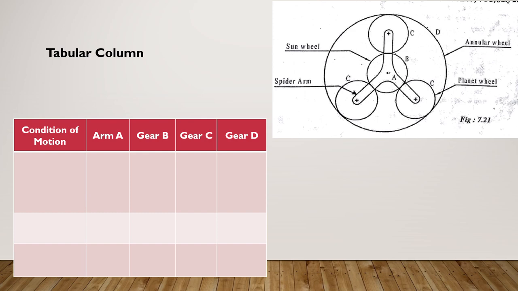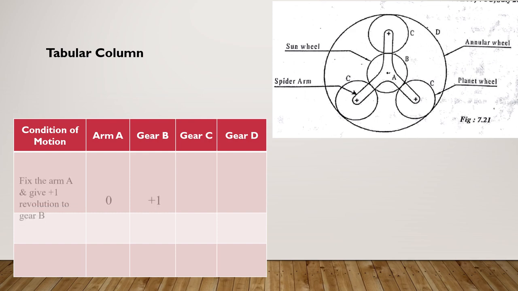Okay, so first step, fix the arm. Fix the arm in the sense, fix the spider A, give one rotation to any one gear. So here you can give it to any gear. There is no compound gear here, so the choice is yours to give the rotation. I will give it to gear B. So I will give the rotation to gear B.